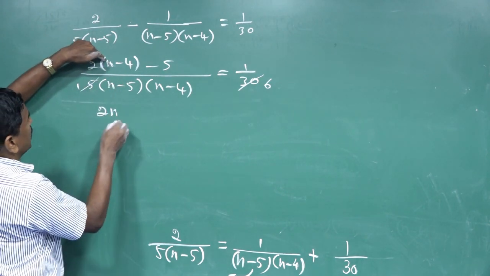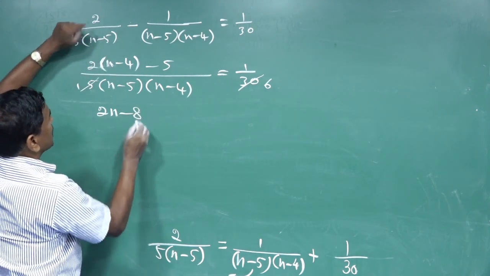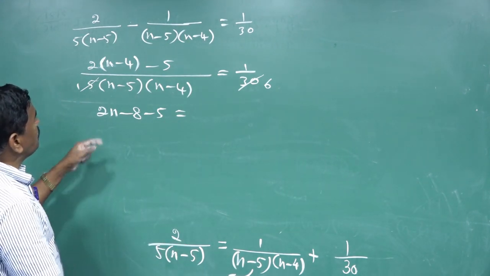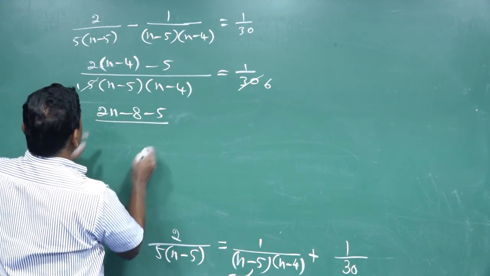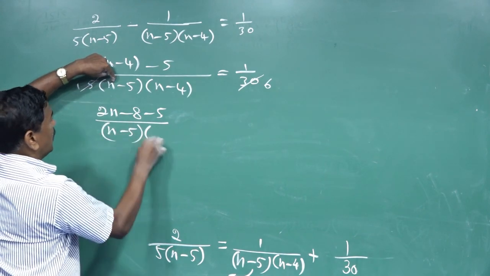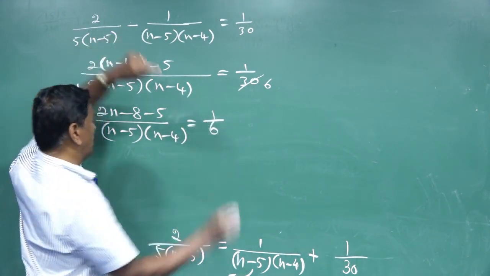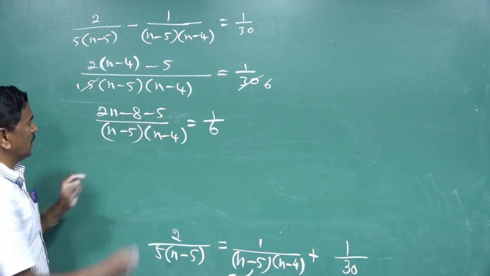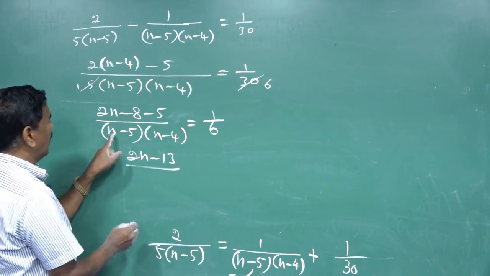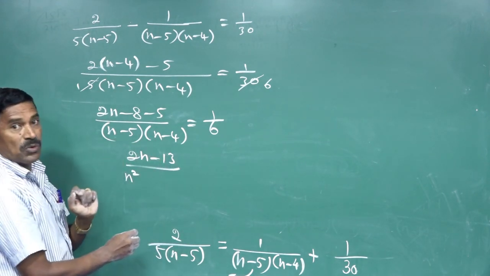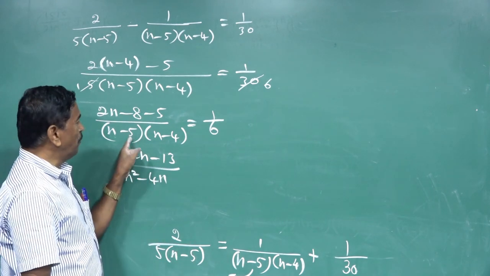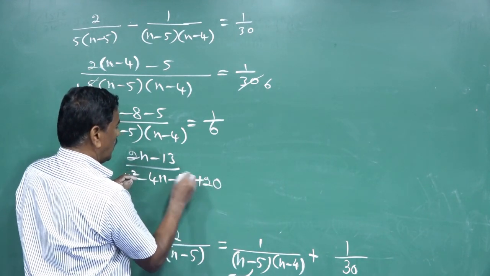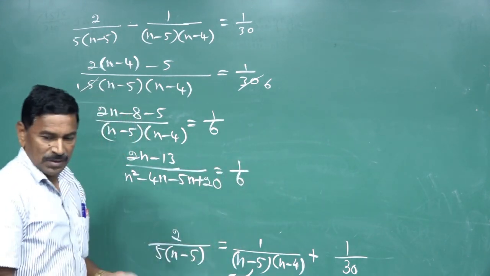2 into n is equal to 2n. Okay, 2 4s are 8, minus 8, already minus 5, which is equal to, we write downwards, divided by the already present (n minus 5) into (n minus 4), which is equal to 1 by 6 only. Now again simplification: multiply, and in the numerator minus 8 minus 5 is minus 13. So your answer will be 2n minus 13 divided by n into n square, n into minus 4, yes minus 4n, next minus 5 into n, minus 5n, next step, good, minus into minus plus 4 5s are 20, which is equal to 1 by 6.